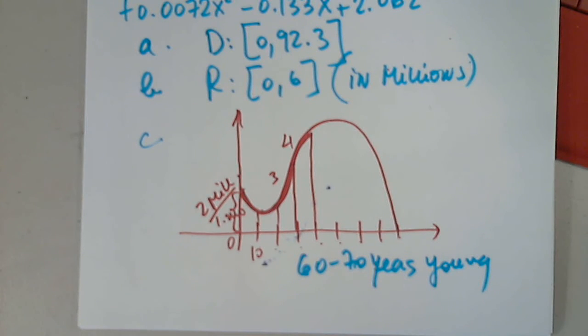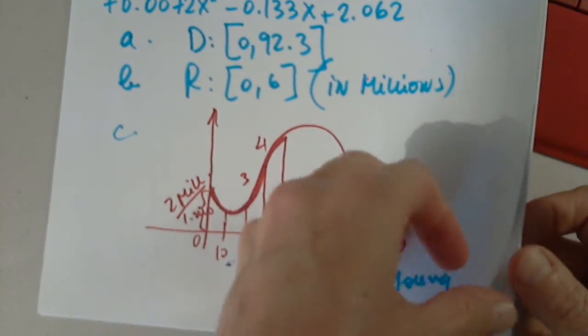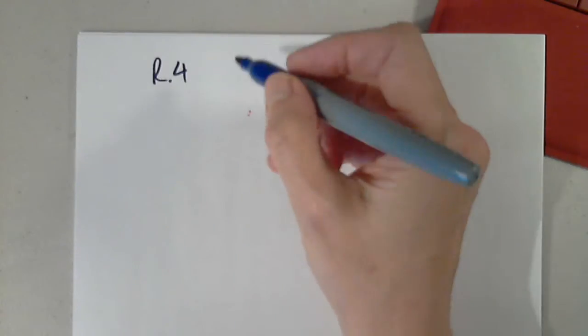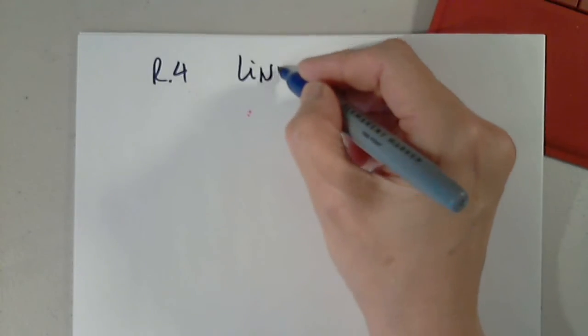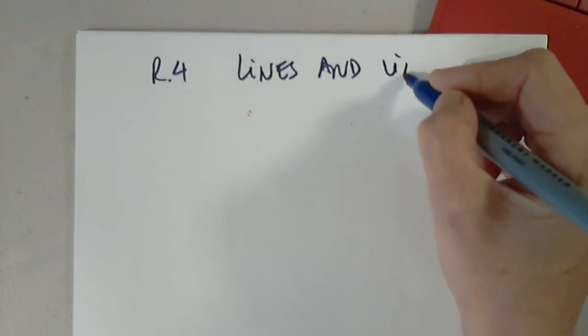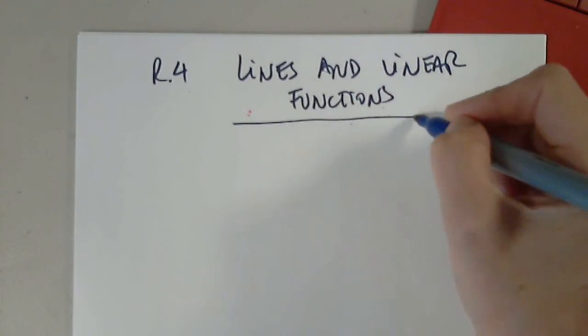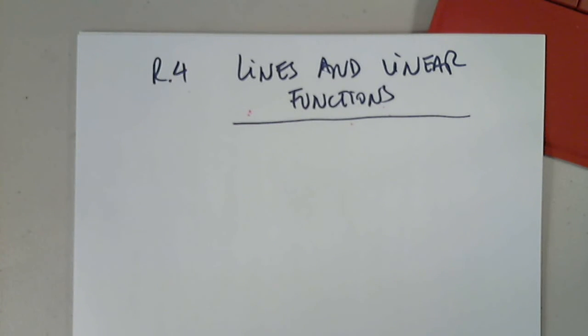Our next section deals with linear functions, slope, and word problems. So R.4, ready? I'm sure you remember all this, but let's go over it and some problems. So R.4, I'm just going to write lines and linear functions. So let's refresh our memory a little bit. I just want to see which page am I on.